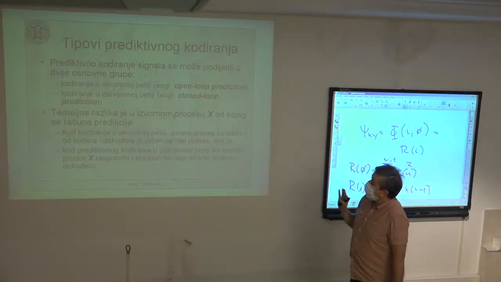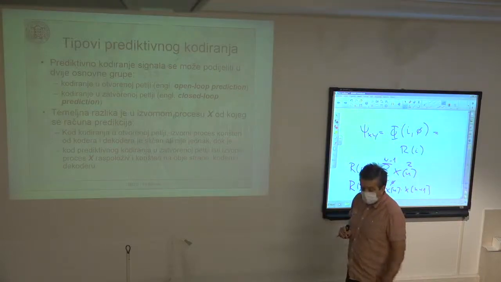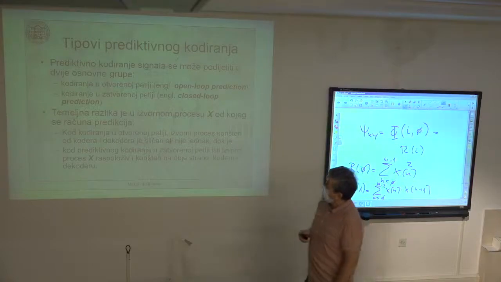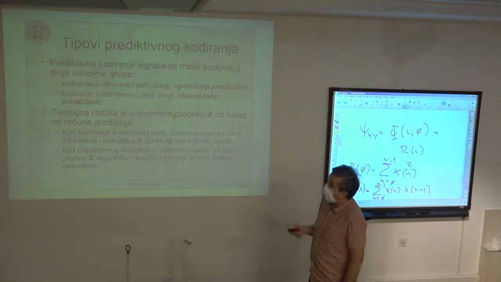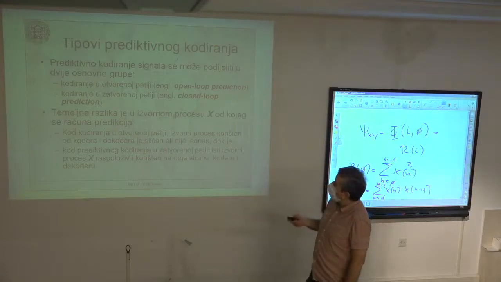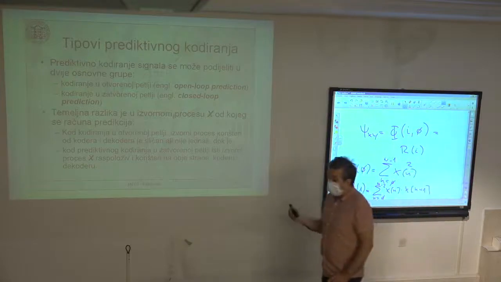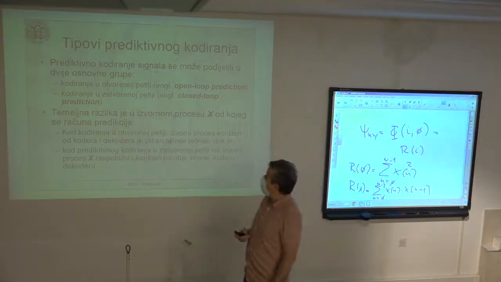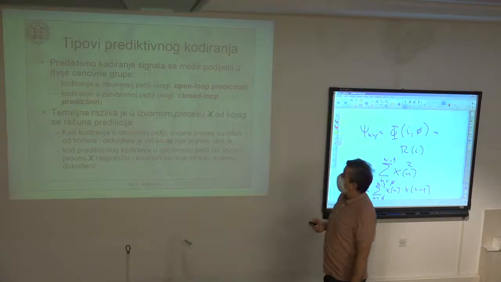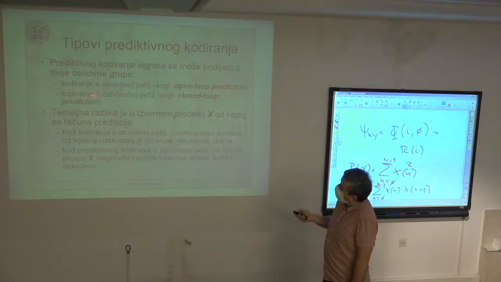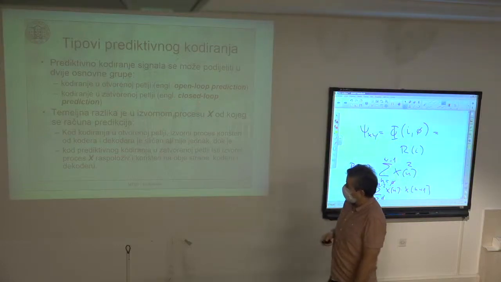And there are two basic architectures for how this predictive coding can be applied for rate reduction. So our goal is how to apply this prediction to reduce the required rate for transmission of a media signal. One possibility is open loop prediction, so it is called coding in open loop. Or the other way is closed loop prediction.